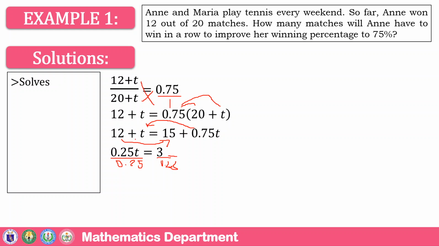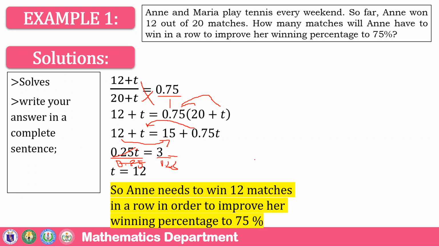Ayan. So, cancel natin 0.25. So, natira na lang dito is t is equals to 12. Now, so write natin yung answer natin in a complete sentence. So, ibig sabihin, si Anne needs to win 12 matches in a row in order to improve her winning percentage to 75.